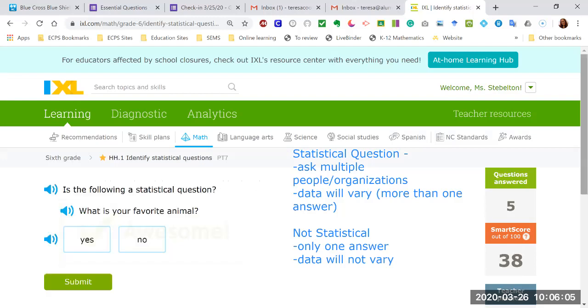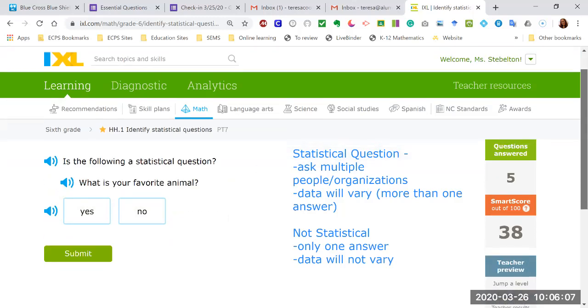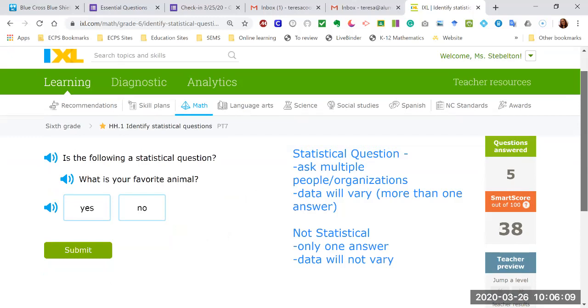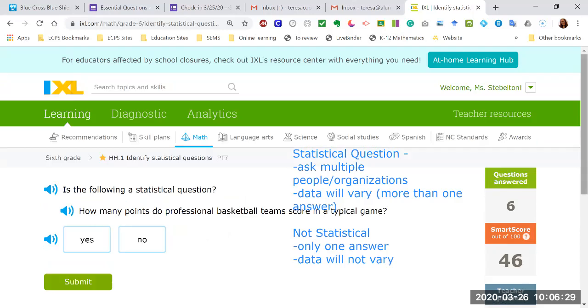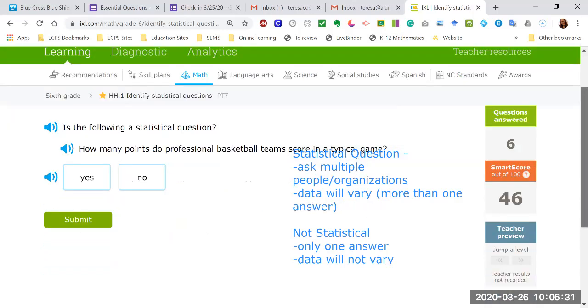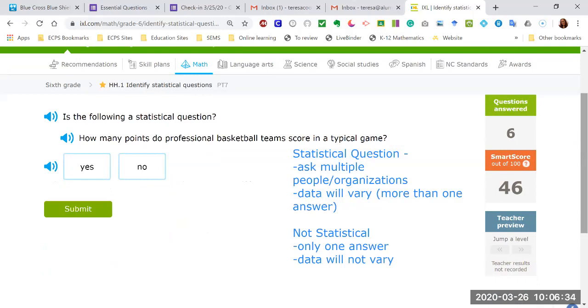Okay. This one's asking, what is your favorite animal? If you're only asking one person, it shouldn't be a statistical question. So how many points do professional basketball teams score in a typical game? Well, that typical game is probably going to vary from team to team. So that would definitely be a statistical question.